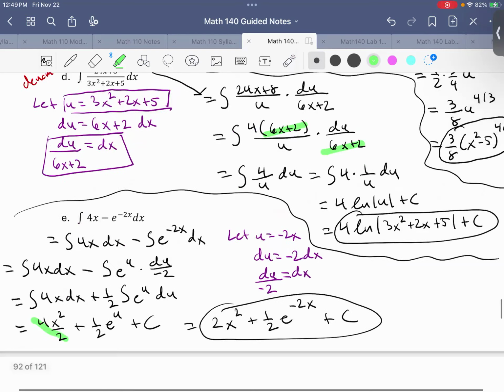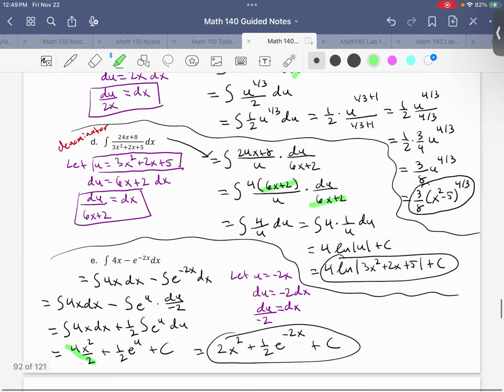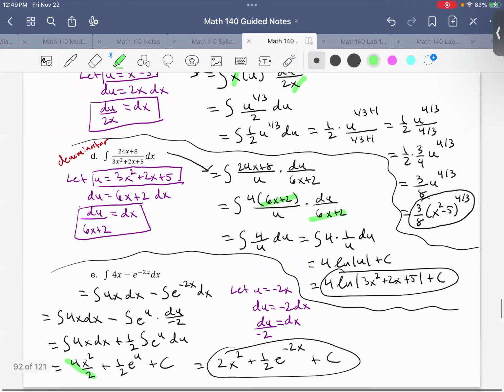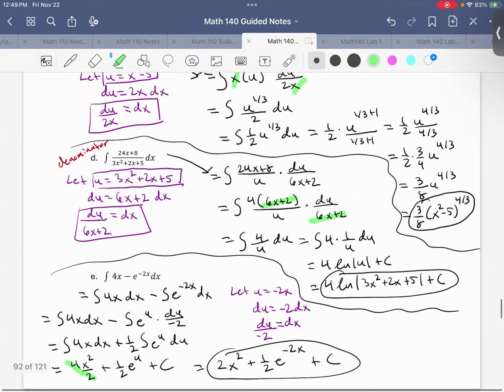Okay, so that's substitution using indefinite integrals. And now the next portion would be using definite integrals, but we'll save that for next time.